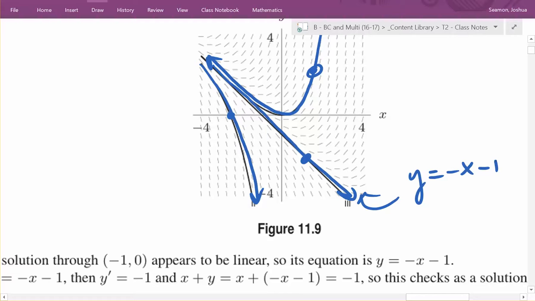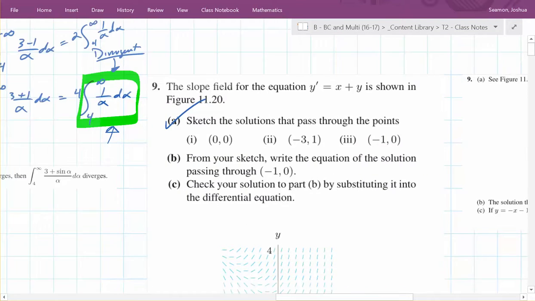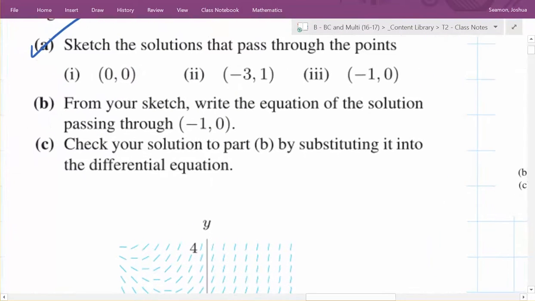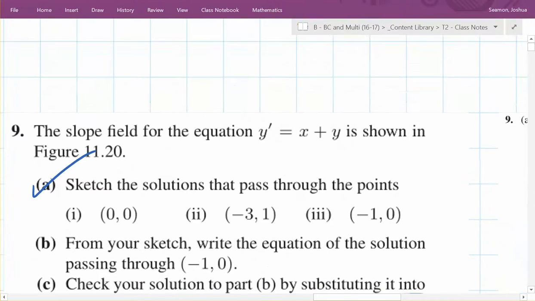Part C is kind of a trick question, unfortunately. Anybody do part C? It says check your solution by substituting it into the differential equation. Now, the key is by substituting it into the differential equation. How do you solve a differential equation normally? Do you know what solving a differential equation means? It means differentiate or integrate.